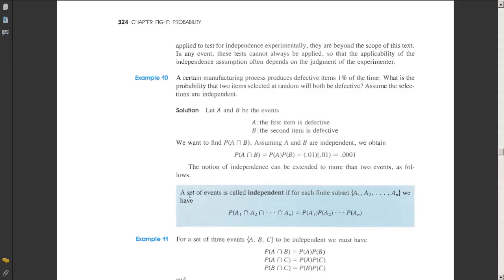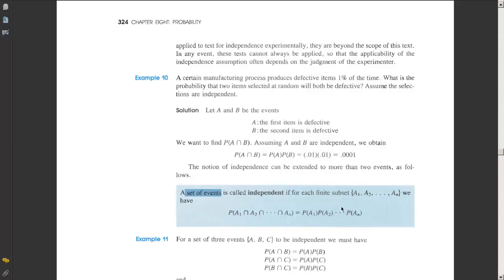A set of events. Now we've just been talking about two events, but a set of events is called independent if for each finite subset we have this equals that. So first of all, let's look at this. This is kind of familiar, just like P of A intersect B should be P of A times P of B. Here we're saying that P of A1 intersect A2 intersect and so on should be the product of those. So if they're independent, this would be true.